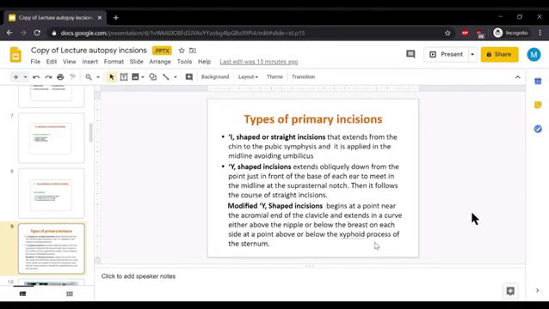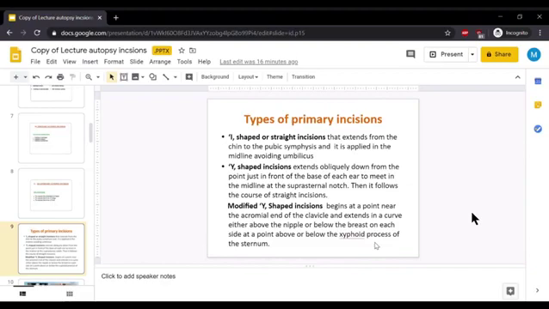So now, first of all, we will discuss primary autopsy incisions. There are mainly 3 types of incisions: I-shaped incision, Y-shaped incision, and modified Y-shaped incision. The I-shaped incision, also known as the straight incision, extends from the chin to the pubic symphysis, avoiding the umbilicus. Because it resembles the letter I, it is known as I-shaped incision.